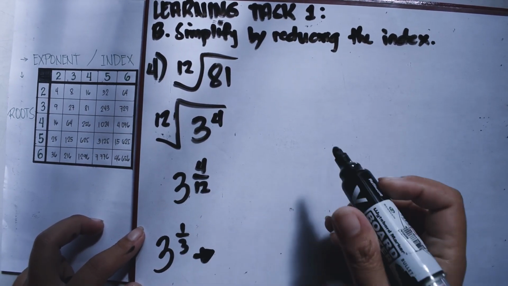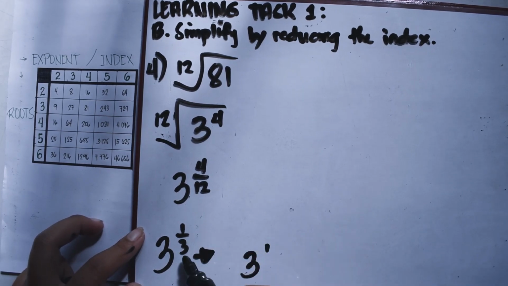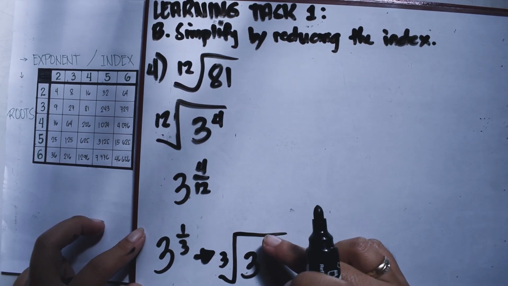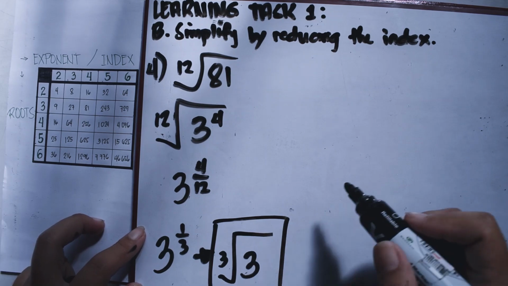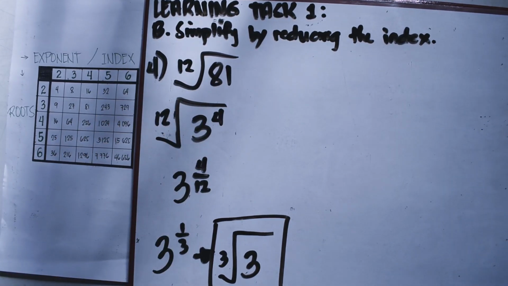Ibalik na natin siya as radical. So, yung ating base 3, yung ating numerator ang ating exponent, at ang ating denominator ang ating root. So, cube root. Pag ang exponent again ay 1, pwede nang hindi isulat. So, this will be your final answer. We have cube root of 3. Nakuha. So, 12 root of 81 is just the same with cube root of 3. Kasi nga, pinaliit lang naman natin siya.